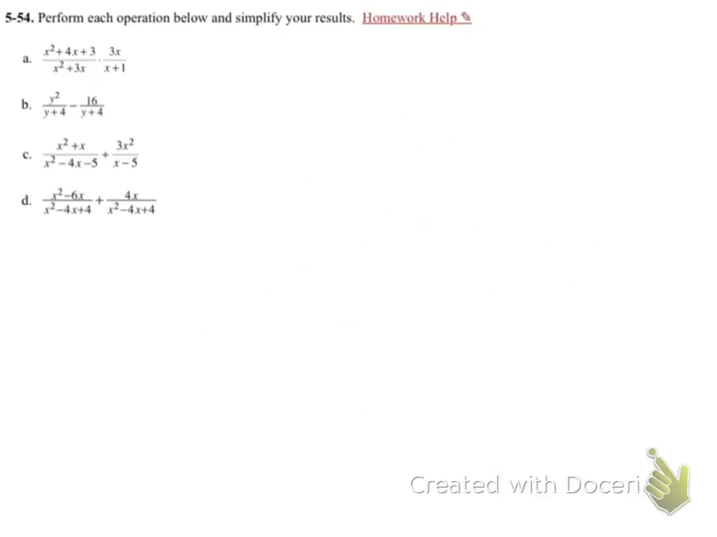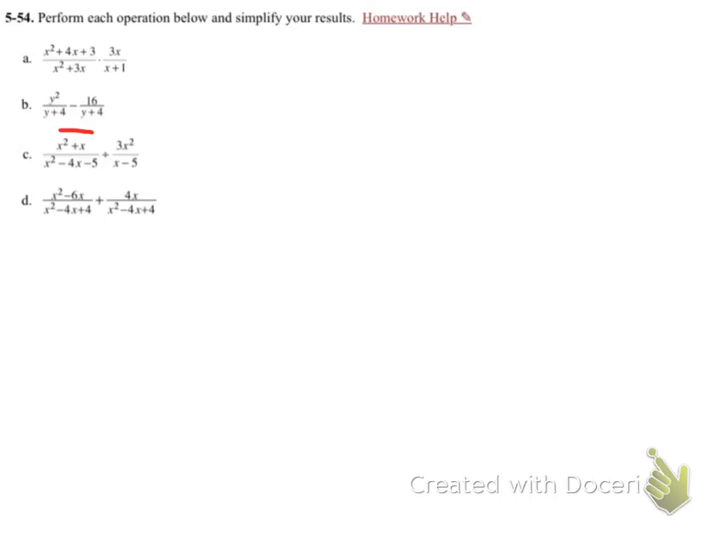Problem C is a division problem. So instead of dividing by a fraction, we take the fraction we are dividing by, which is now this one, and we use its reciprocal. So we flip it around. And once we do that, it becomes a multiplication problem.